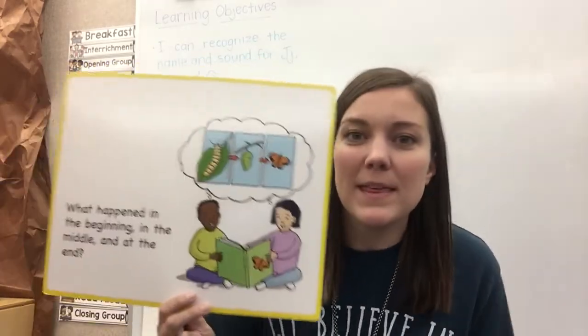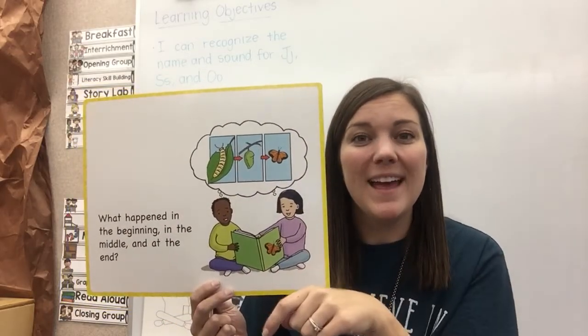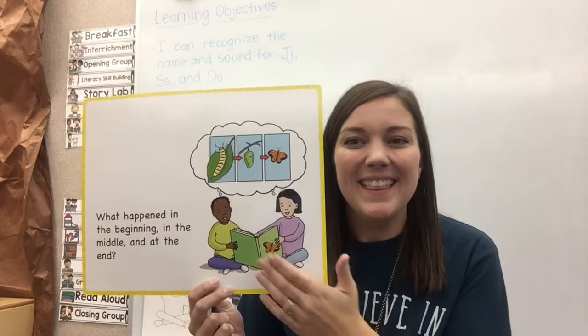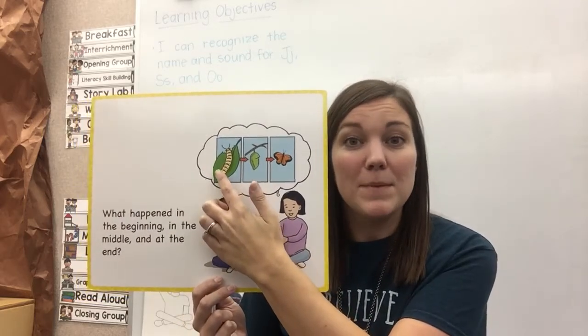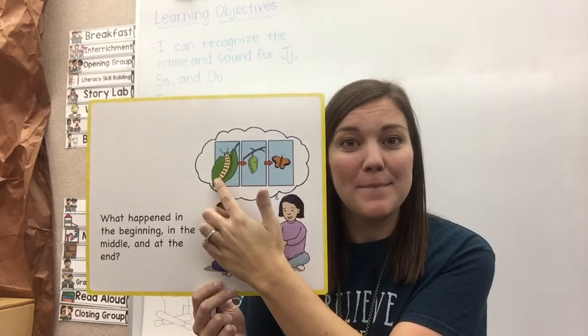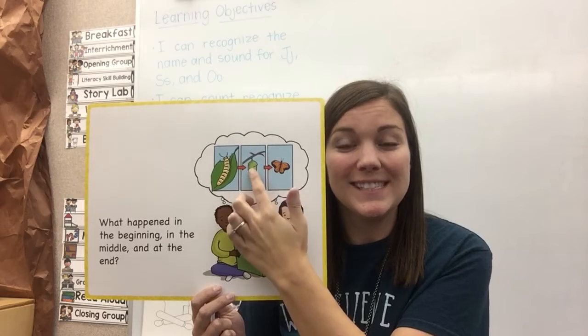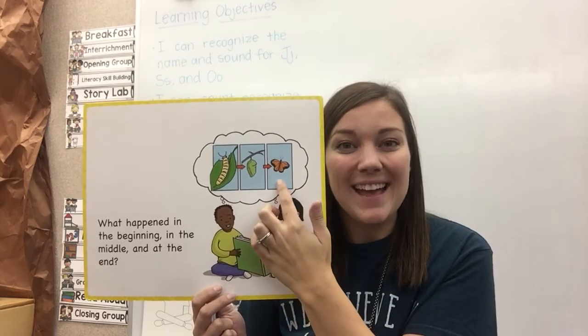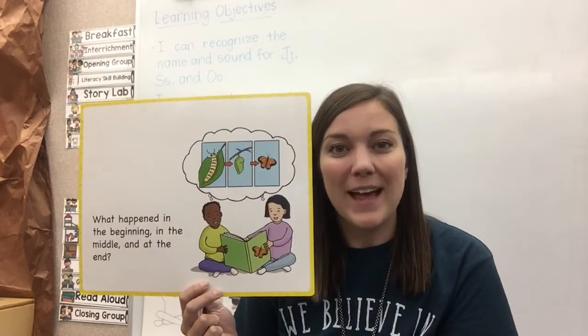Story grammar is where we think about what happened at the beginning of the story, what happened in the middle, and what happened at the end. These friends are reading about a butterfly, and they're thinking about what happens at the beginning of a butterfly's life when it's a caterpillar, what happens in the middle when he goes into his chrysalis, and what happens at the end when he becomes a butterfly. And those are the stages of becoming a butterfly.